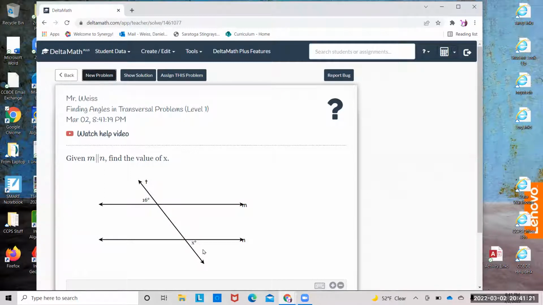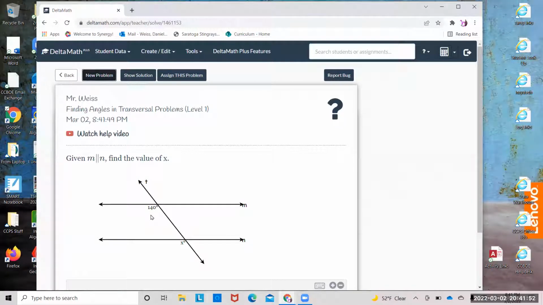This is alternate exterior angles. So here x is 16. That one's an easy one. Here, alternate interior angles. X equals 54. These are equal. This is right. If this is x, then this here is x, which means these two add up to 180. You'd have to do 180 minus 163 to get x.